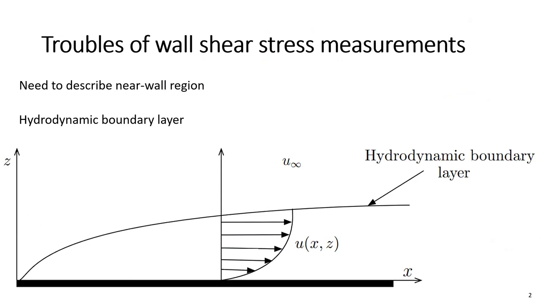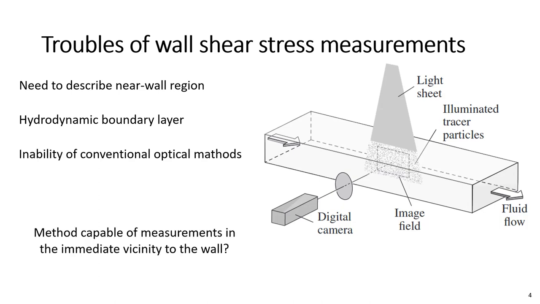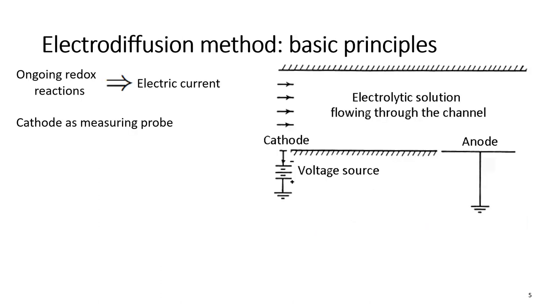However, measurement of wall shear stress is a difficult task even nowadays, because we need to describe a region which is located in the immediate vicinity of the wall inside the hydrodynamic boundary layer. And in this region, conventional optical methods such as particle image velocimetry or laser-induced fluorescence usually fail because they cannot measure directly on the wall. That means we ask a question if there is a method that is capable of measurements directly on the wall to measure wall shear stress. And the answer is yes.